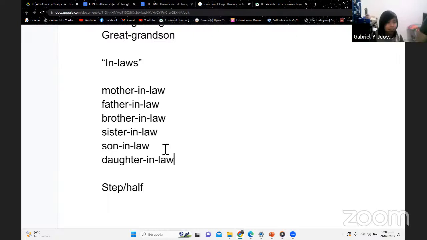¿Yerna? ¿Cuñada? No, cuñada sería algo de sister-in-law. Viene siendo como nuera. Nuera, exactly. Es que como yo no me sabía el género.